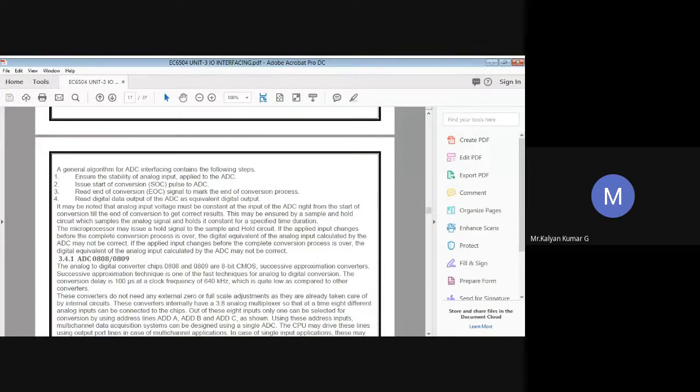Once on receiving the SOC signal, the control unit of your ADC will give a start command to the successive approximation register, and it starts generating a digital signal by the successive approximation method. The generated digital data will then be converted into what? Analog signal by the D to A converter. And then it will be compared with the given analog signal. As I said previously, in successive approximation we are going to compare, so this game is going to happen here.